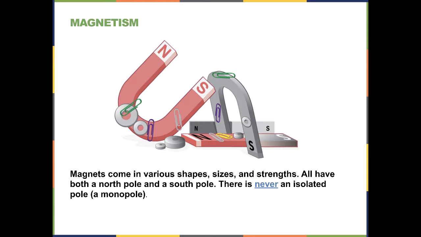Magnets can come in various shapes, sizes, and strengths. Despite their shape, size, or strength, they will always have two poles, a north pole and a south pole. There is no such thing as an isolated pole or a monopole.